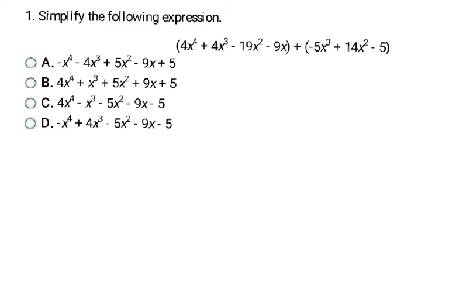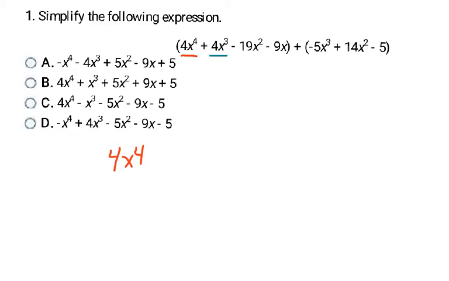And so here it's addition, so there's nothing tricky about it. I'm just going to be adding what's in these parentheses with what's in these parentheses. So my 4x to the fourth, it's the only one. There's no x to the fourth in my second set, so I have nothing to add it to. So I just write 4x to the fourth.